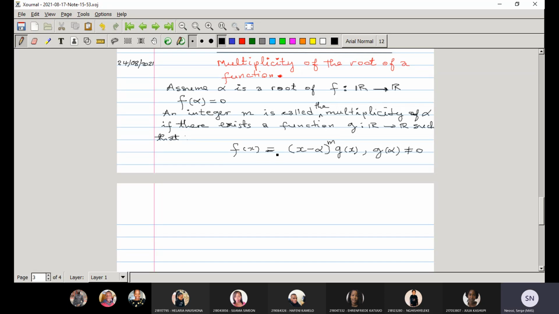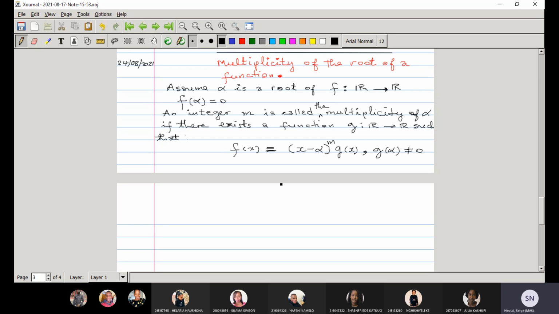This is the definition of multiplicity. So if f can be written this way, where g of alpha is non-zero, where alpha is a root of f, then we say that m is the multiplicity, and m is the smallest integer m such that this is true. It is the smallest.